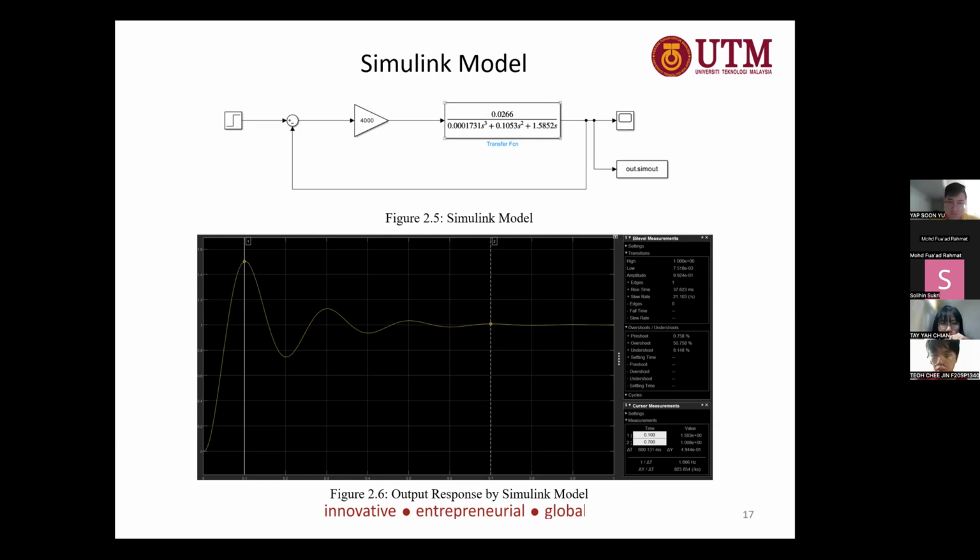What does simout stand for? Simout means that we are outputting the value to the command terminal. What is the proportional controller value that you used? It's 4,000.